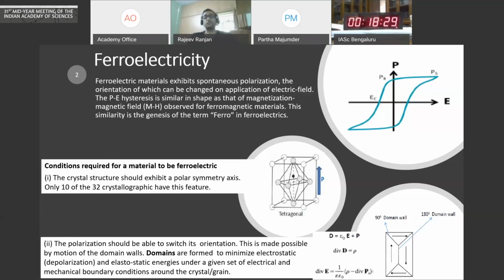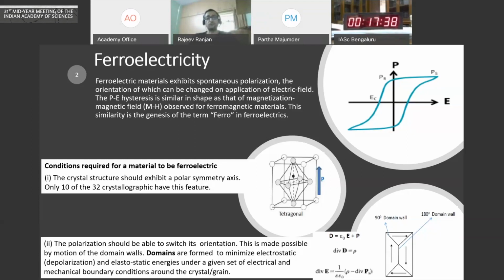The condition for a material to be ferroelectric is intimately related to its crystal structure. A ferroelectric material necessarily should have a polar symmetry axis from the point group point of view, and it so happens that of the 32 crystallographic point groups, only 10 exhibit this feature. This diagram shows a ferroelectric material at the unit cell level, and it has a net polarization P vector. Now, the polarization should be able to switch. That is the most important requirement for a material to be ferroelectric. If it doesn't switch, then the material is not a ferroelectric. It can be termed as a pyroelectric, which has its own important significance.